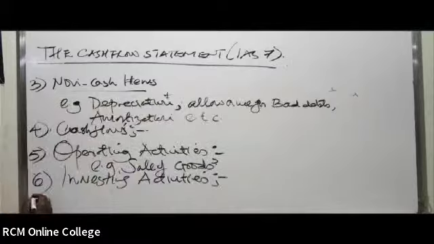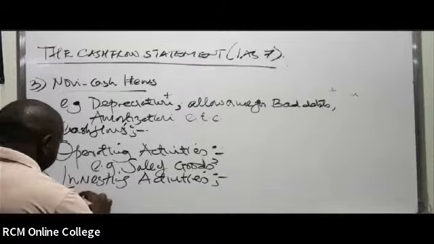Then you have number 7. You can write another category in the cash flow statement. We refer to it as financing activities.